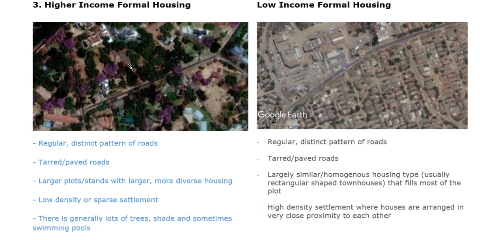There are generally lots of trees, as we can see, lots of vegetation here. There's a lot of shade. Sometimes there are swimming pools. We can identify a swimming pool here, and there as well. Whereas you can't see lots of swimming pools within these low-income formal housing residential areas. So these are the major differences between these two.